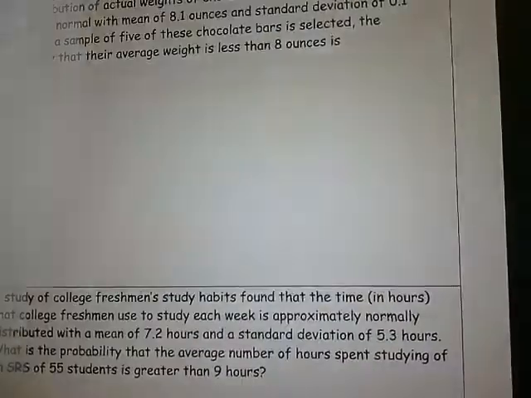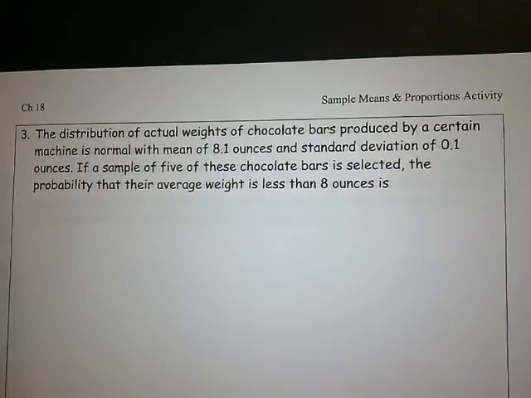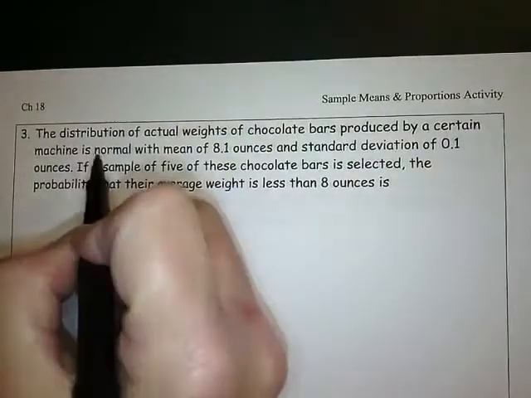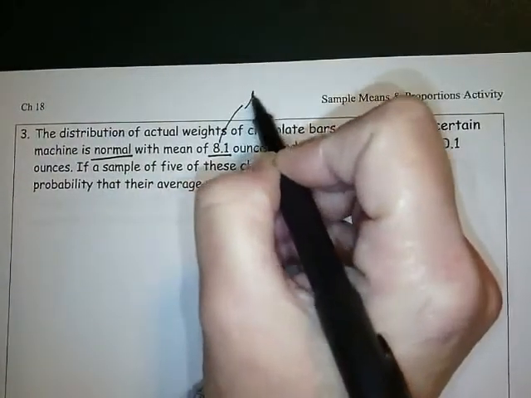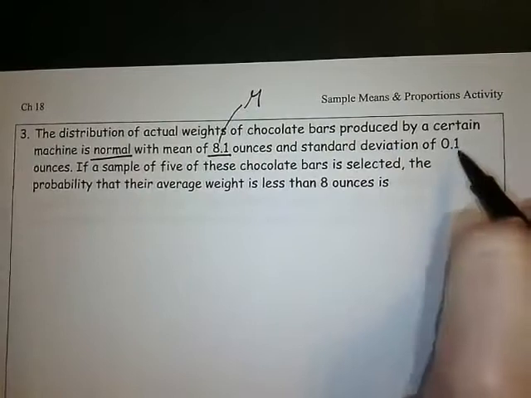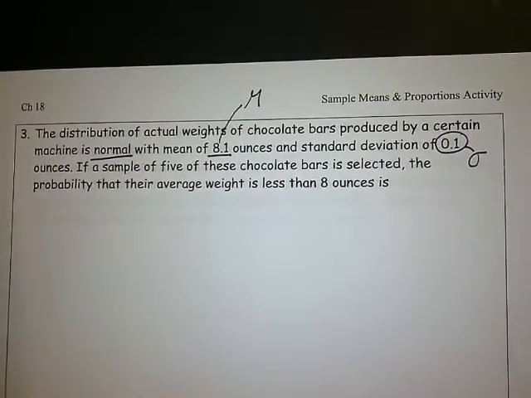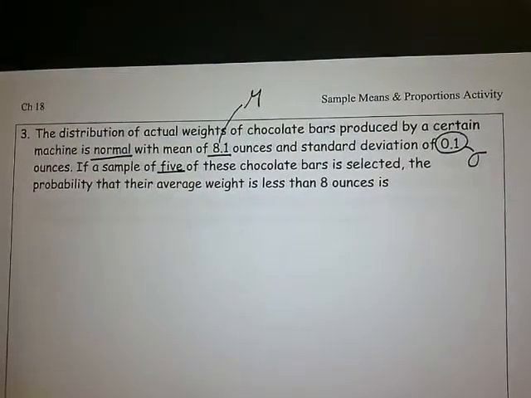I'm going to go on to problem number 3. All right, so number 3 is the distribution of actual weights of chocolate bars produced by a certain machine is normal. That's important. It has a mean of 8.1, so that's our mu, and a standard deviation of 0.1, that's our sigma. If a sample of 5, there's our n, of these chocolate bars is selected, the probability that their average weight is less than 8 ounces.